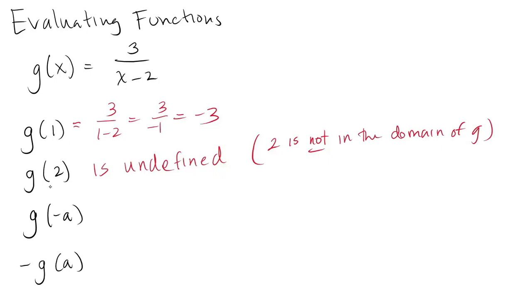Oh, one last thing here. Notice that I didn't write g of 2 equals undefined. It's not equal to anything. That's the whole point. It's certainly not equal to a word. So don't write g of 2 equals undefined. We just write that g of 2 is undefined.